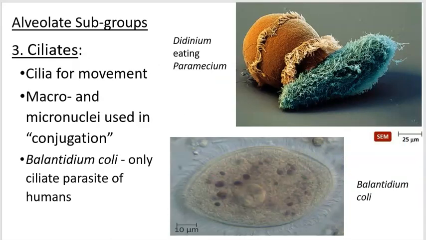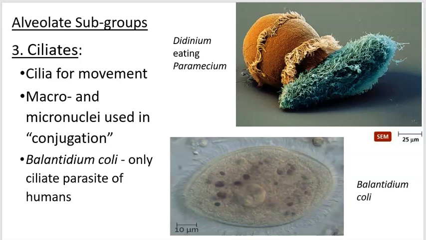Switching gears a little bit, we can take a look at the ciliates that are out there. And these are characterized by having those little cilia, either here we can see with the Didinium or the Paramecium, they're all over the surface. And when you look at these guys, again, that idea, they have the macro and micronuclei that are going to be used for that process of conjugation.